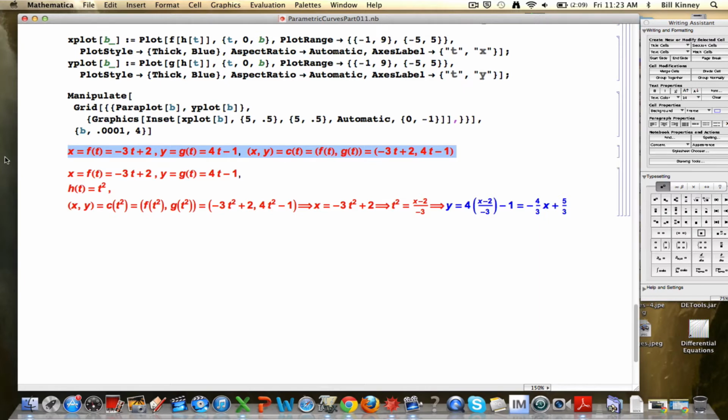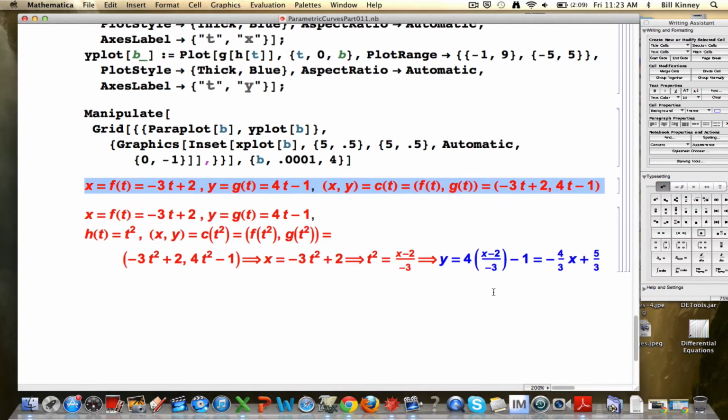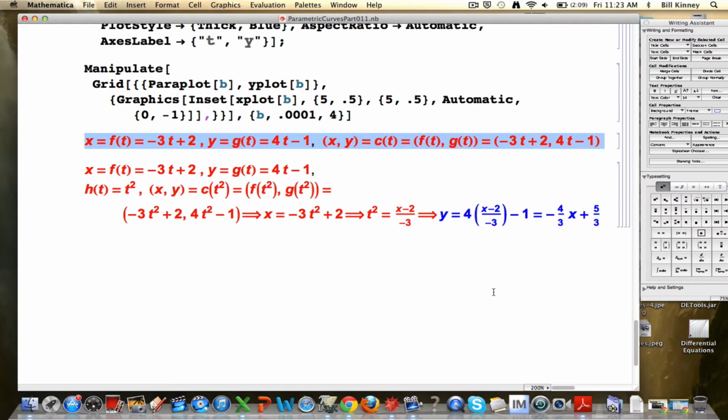The original functions as defined for straight line motion at a constant speed were these functions here. X equals f of t equals negative 3t plus 2 gives you the x coordinate as a function of time. Y equals g of t equals 4t minus 1 gives you the y coordinate as a function of time. And then we can put these together in the point valued function c of t like this. This models straight line motion at a constant speed. It goes from the point 2 comma negative 1 when time is 0 up to the point negative 1 comma 3 when time is 1.